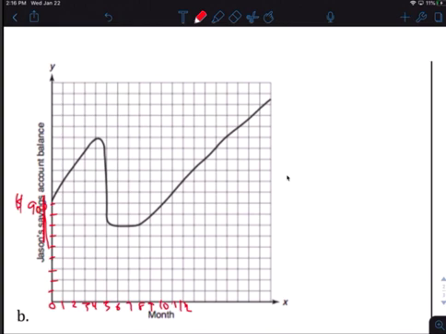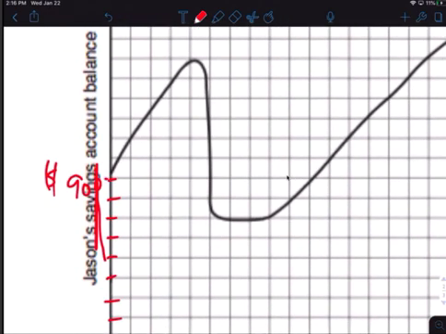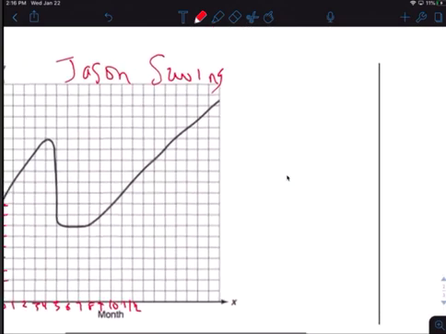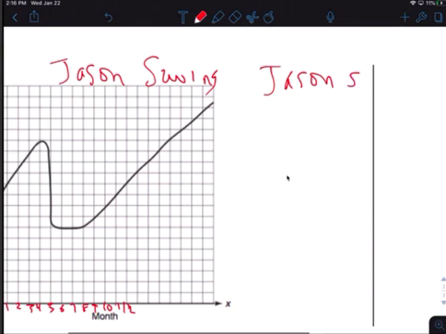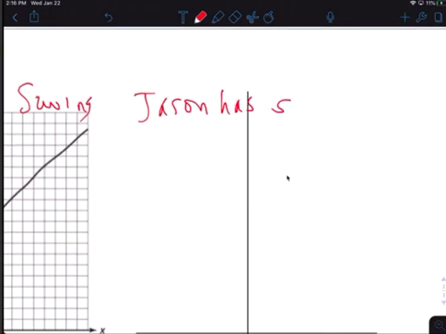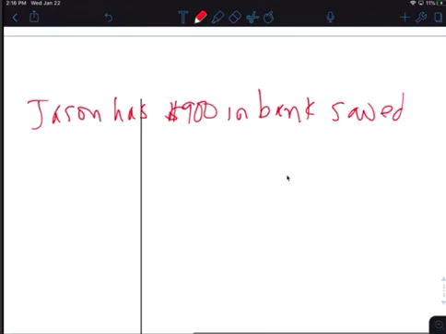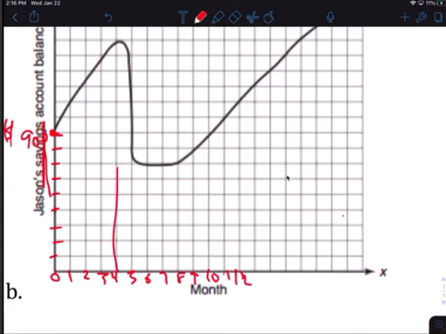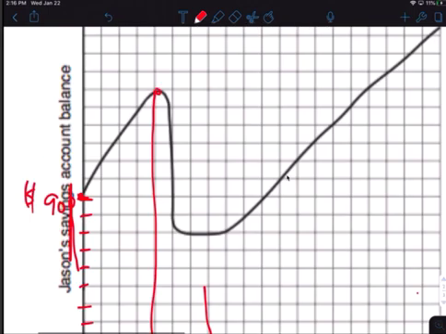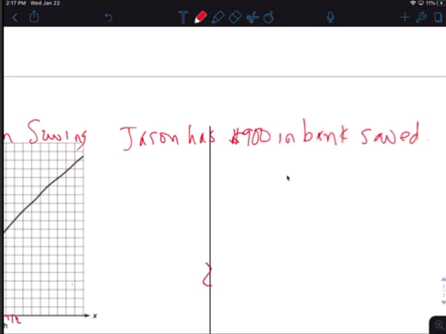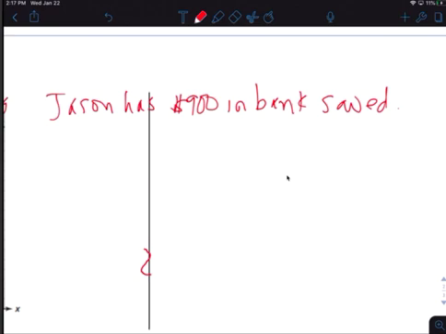I'm not going to write for you, but this is Jason's savings. Let's say he starts out at 900. You can say Jason has $900 in the bank saved. So for 4 months, he saved more money. He saved up to 1,000, 1,100, 1,200, 1,300. You make up numbers, 1,400, 1,500, because there are no numbers there. So for 4 months he saved money.